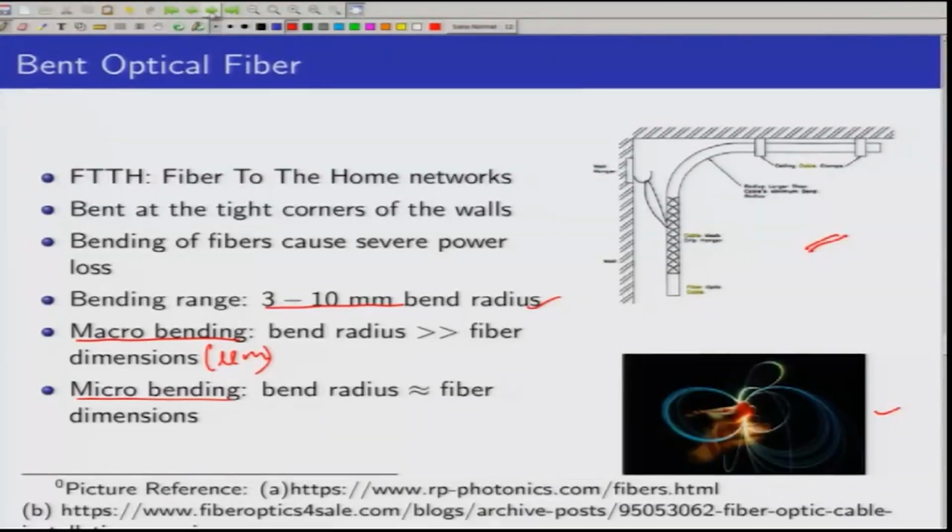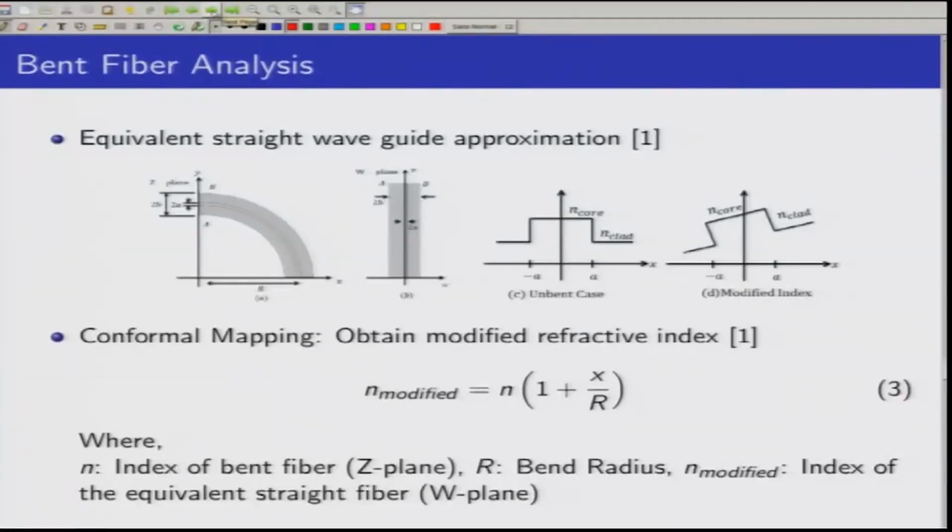Now, let us see how we are going to approach this problem. In figure A, that is here, we have a bent waveguide in an xy coordinate system, or equivalently a z plane, where the fiber is bent and it has a certain refractive index, let us say n. Now, we are going to map this optical fiber into an equivalent straight waveguide in a new coordinate system, the uv coordinate system. In this coordinate system, we have an equivalent straight waveguide, and we are going to obtain the refractive index of this equivalent straight waveguide by following a technique called conformal mapping. When we do that, we obtain the modified refractive index given by equation 3, which is n into 1 plus x by r.